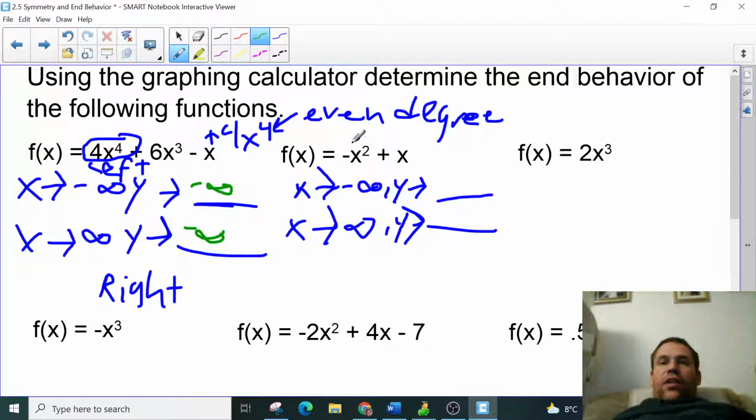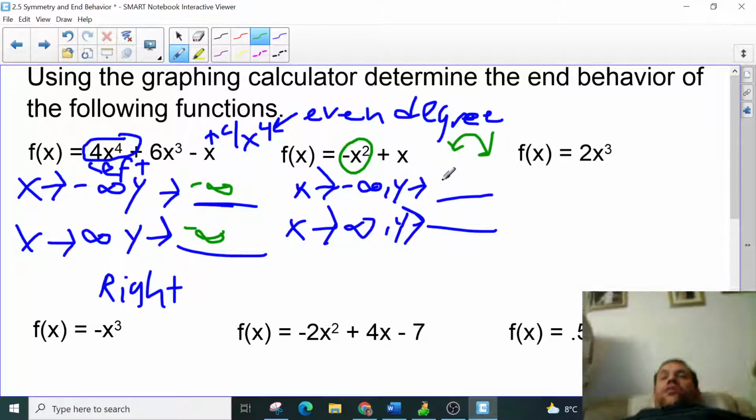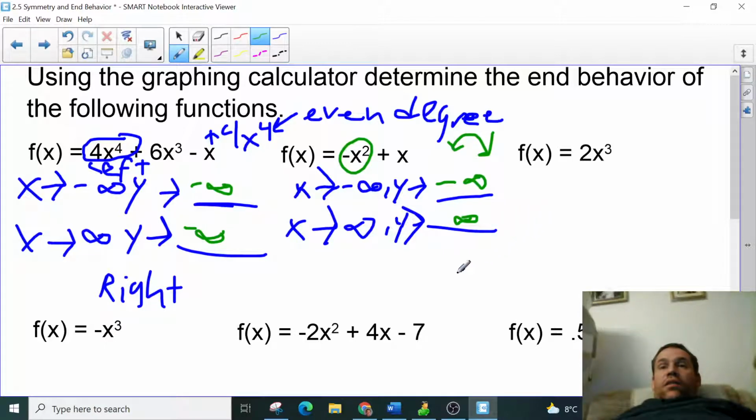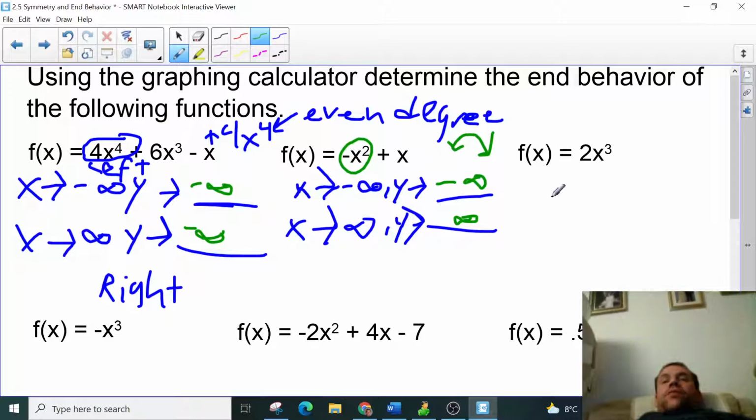Now we're looking at a negative x squared. That means we're going to go down like this, because it's a negative x squared. So as x goes to the left, negative infinity, y goes to negative infinity. As x goes to the right, positive infinity, y goes to negative infinity. And there you have it.